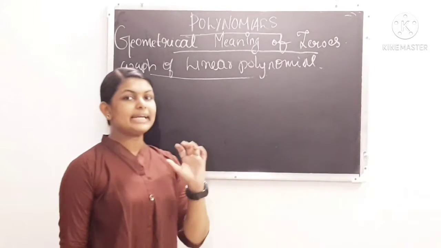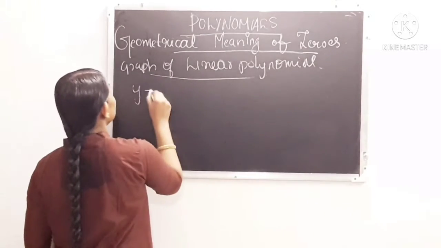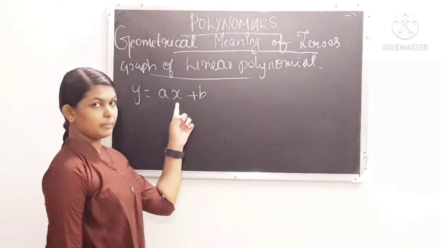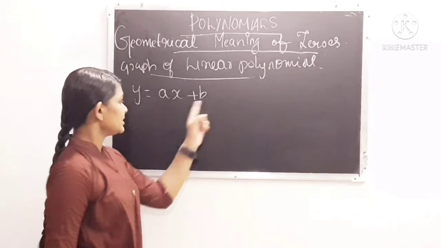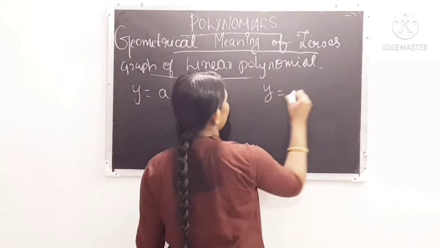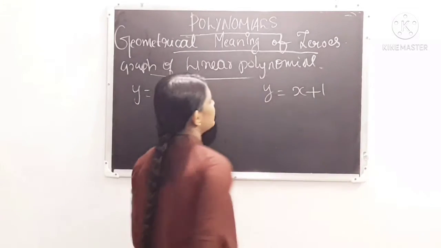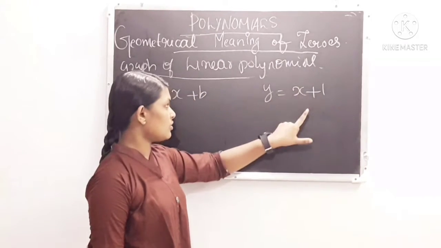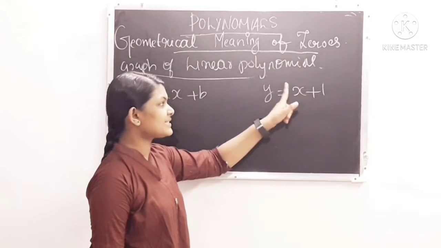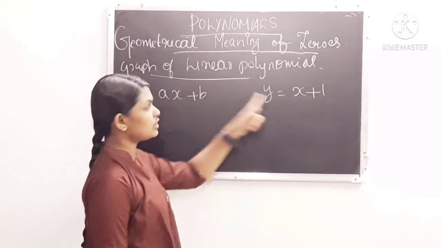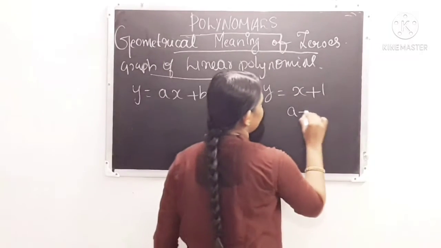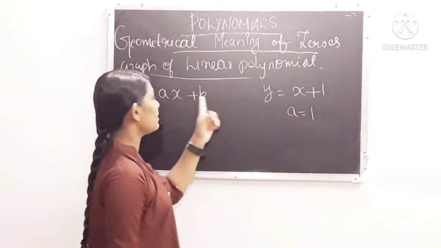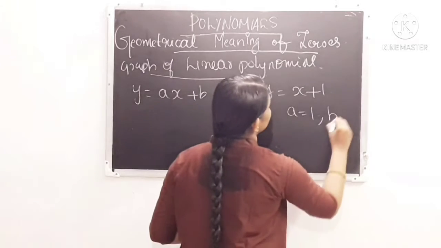Generally, we can write the linear polynomial as y is equal to ax plus b, where a is the coefficient of the variable and b is the constant term. Just take an example. y is equal to x plus 1. This is a linear polynomial since the degree of the variable in this expression is 1. And here the coefficient of x is 1, which means that a is equal to 1. And the constant term in this polynomial is 1, which means b is equal to 1.